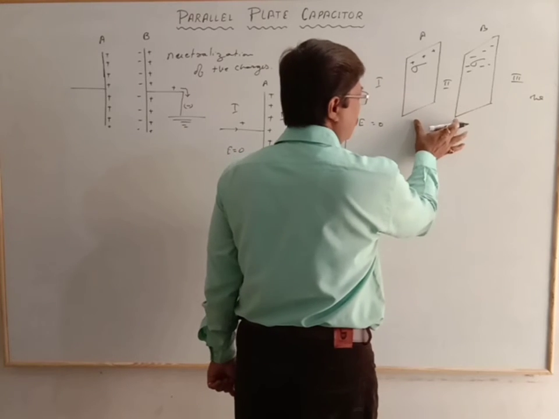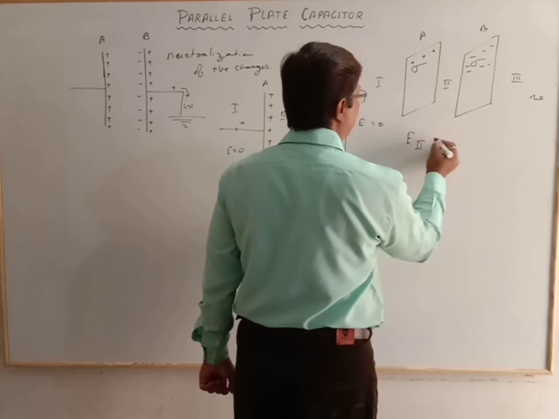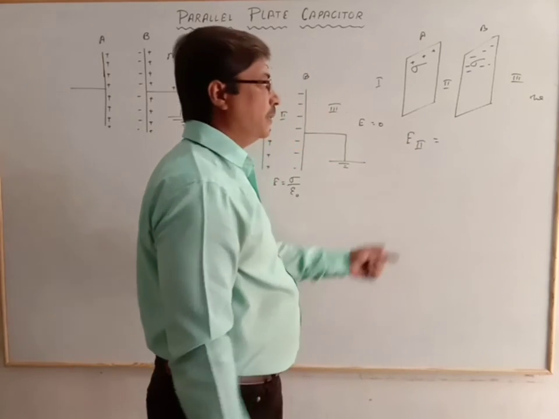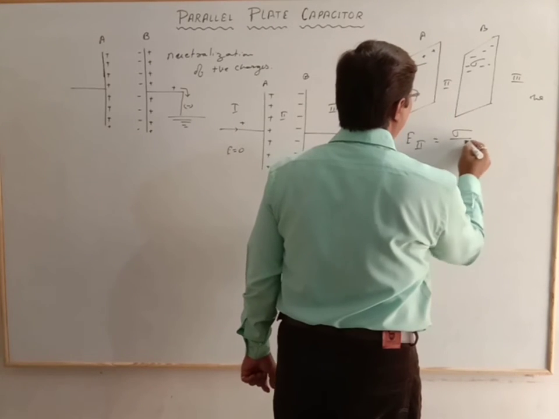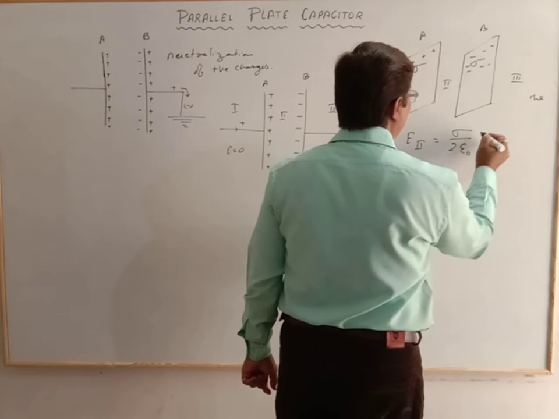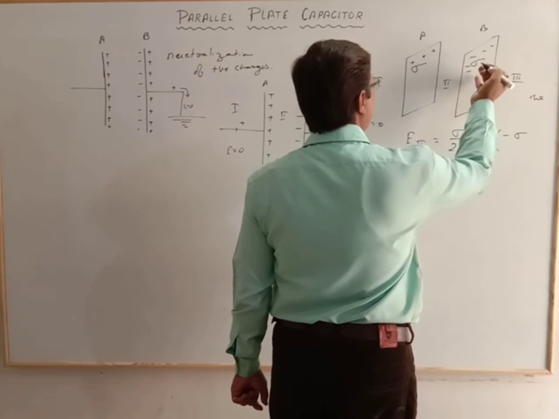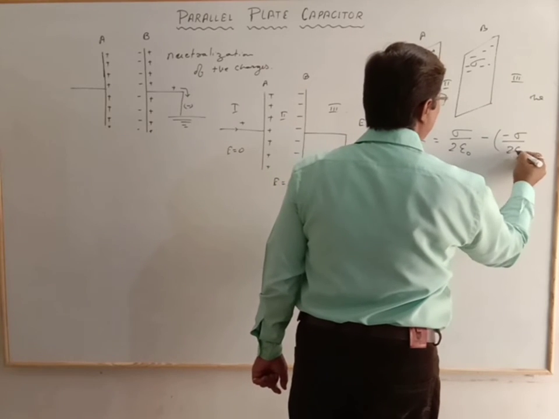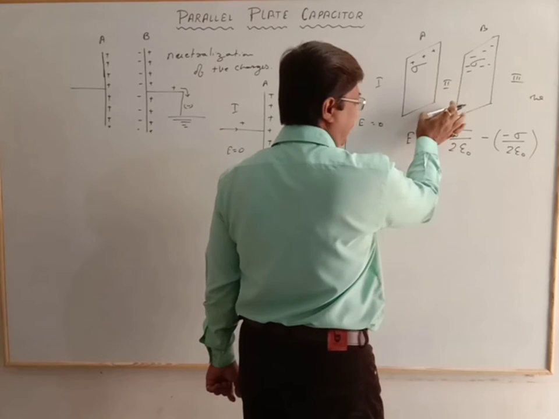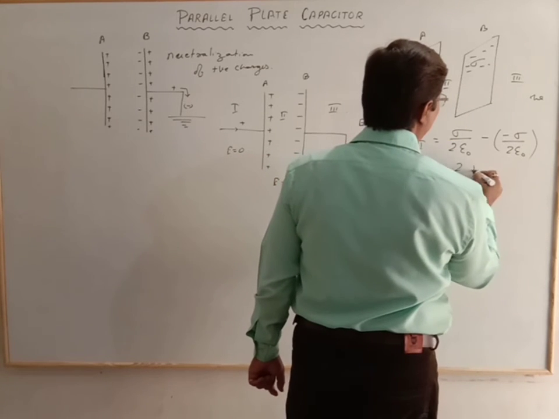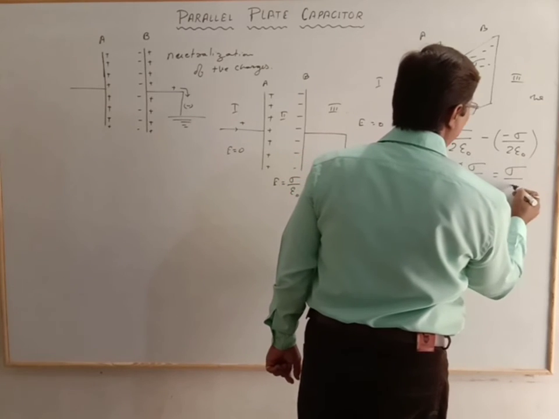So the electric field in the second region, meaning the electric field between the two plates A and B, is sigma by 2 epsilon naught from plate A, minus the negative density, negative sigma by 2 epsilon naught. So in the middle region it is equal to twice sigma by 2 epsilon naught. The 2 cancels, and the value becomes sigma by epsilon naught.